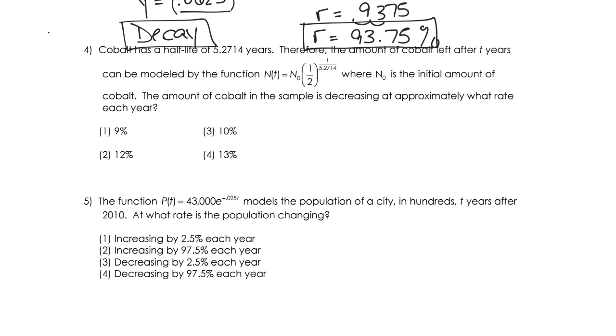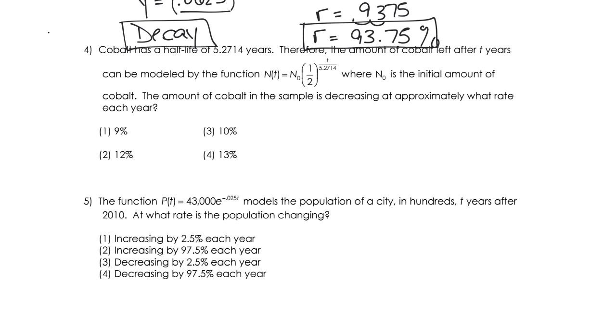Number 4 says cobalt has a half-life of 5.2714 years. That means half of it will decay in that amount of time. Therefore, the amount of cobalt left after T years can be modeled by this function. And you guys can see that this is the half-life formula. We use A of T, they used N of T, no big deal. We use A sub 0 and they use N sub 0 to represent the initial amount of the cobalt. 1/2 is in parentheses because it's a decay. Half of it decays or decreases, or 50% goes away, every 5.2714 years.